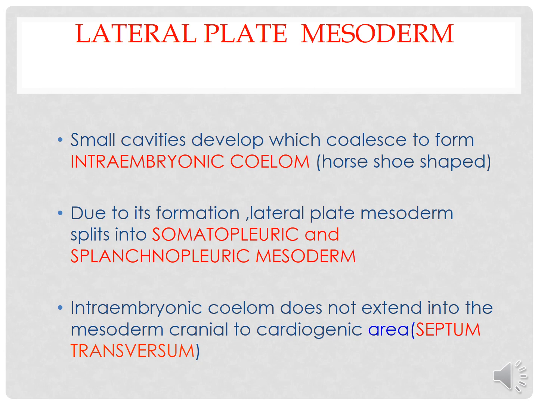And because of the formation of intraembryonic coelom, lateral plate mesoderm splits into two layers, somatopleuric and splanchnopleuric. The somatopleuric layer is the one which will lie towards the ectoderm, and splanchnopleuric is the one which will lie towards the endoderm.